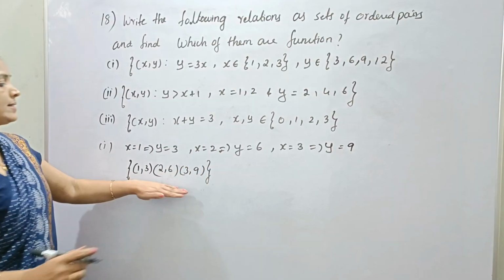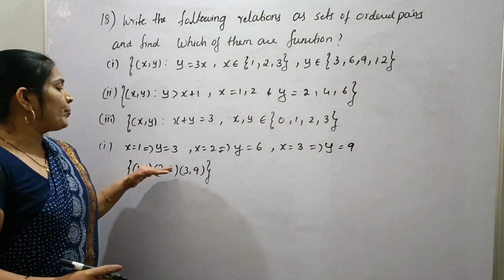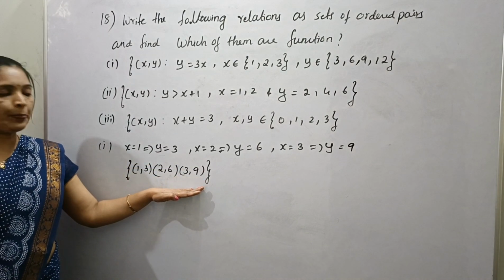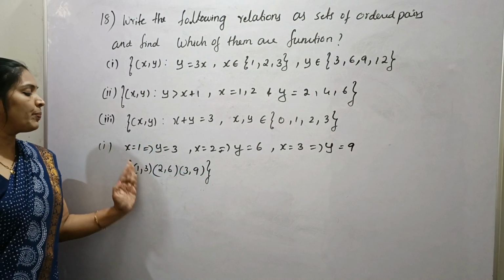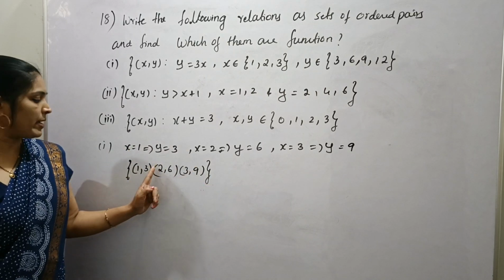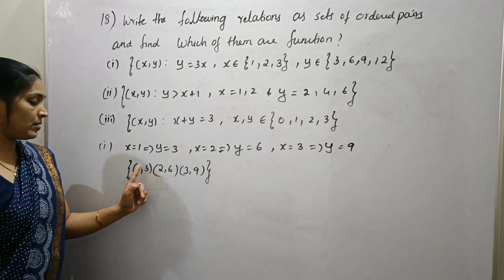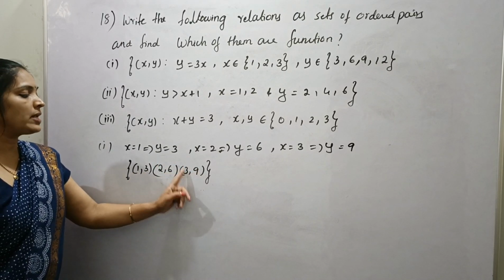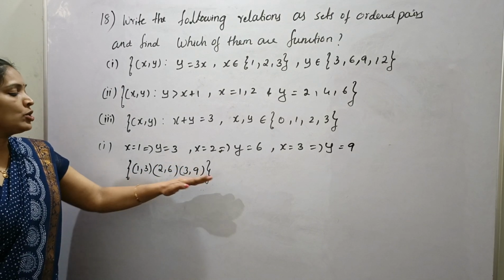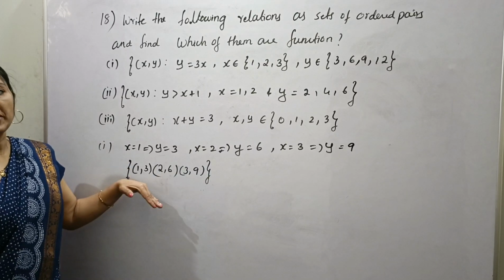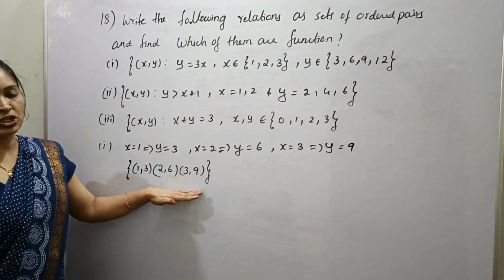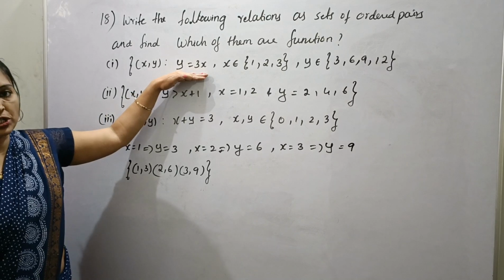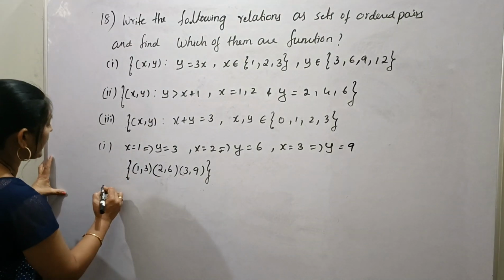Here no pre-images are repeating. That means every pre-image has only one image. 3 is the image of 1, 6 is the image of 2 and 3's image is 9. So no pre-image is repeating. Therefore, it is a function. This relation is a function. And what about the second one?